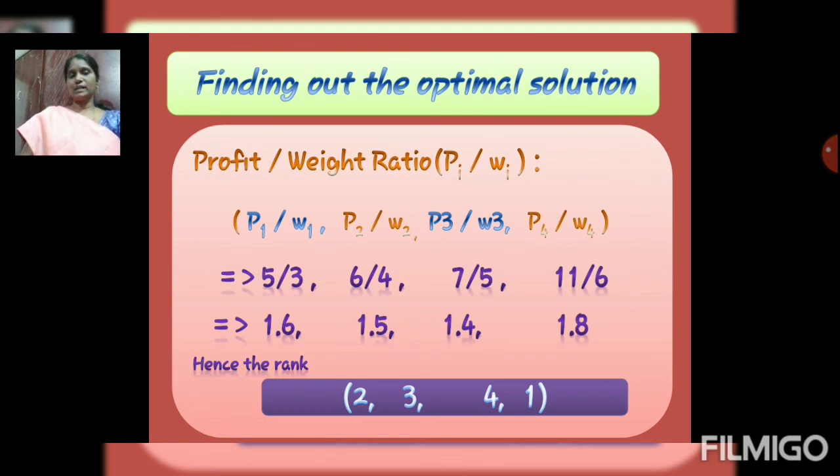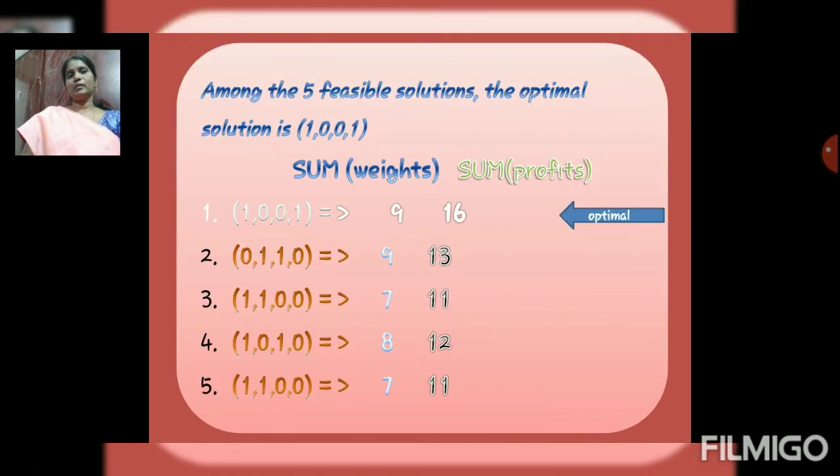If we take the items according to their rank, we get the optimal solution. This is the optimal solution because the profit is the maximum. I hope you understood the problems of fractional knapsack and 0 or 1 knapsack.